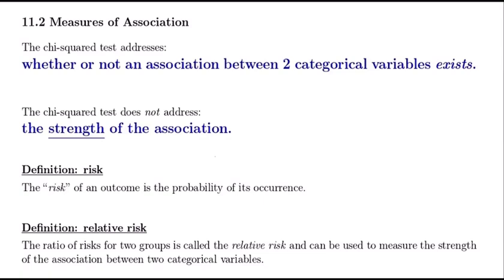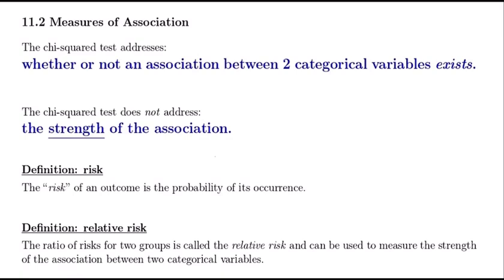Like I said, the chi-square test that we've conducted before only addresses whether or not an association exists between two categorical variables. But the weakness of a chi-square test is that it does not tell us the strength of the association. The only way to measure the strength of the association between two categorical variables is to compute the relative risk. Relative risk means the ratio of the risk from the two groups.